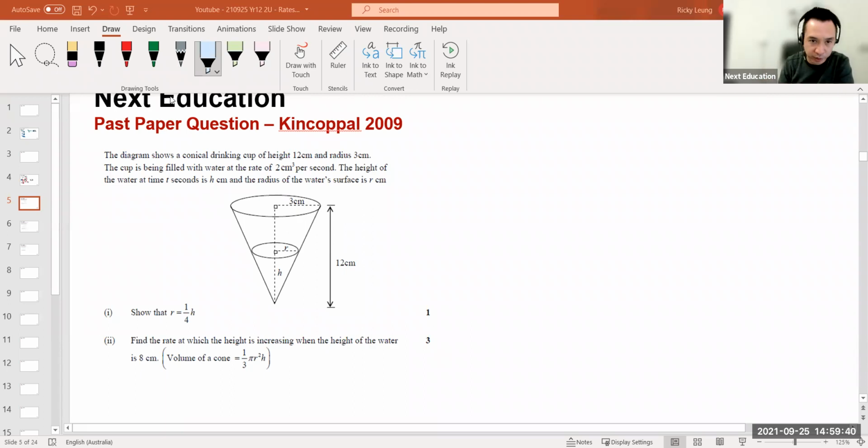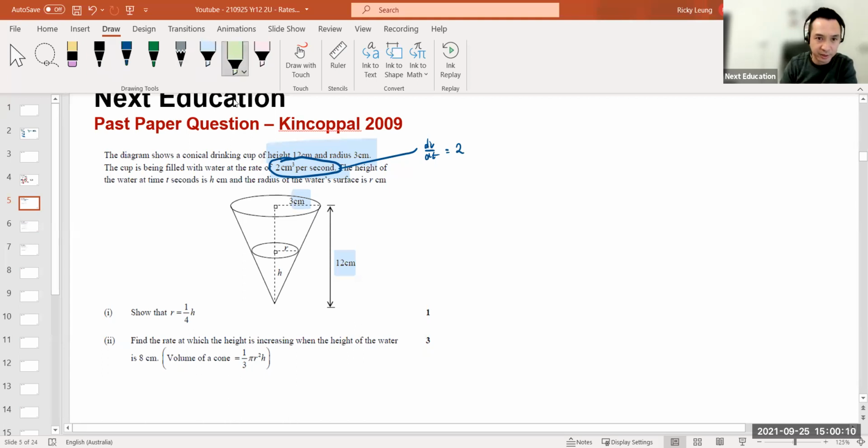So it shows a conical drinking cup 12 meters high. So that's given in the diagram. I don't need to do anything there. The cup is filled with water at a rate. Now, the units in this rate give it away that it's changing. Can you see 2 centimeters cubed, right? So that's dV/dt is 2 centimeters cubed, right? Yeah, so that's given there. The height of the water at T seconds is H and R, so nothing there is fancy.